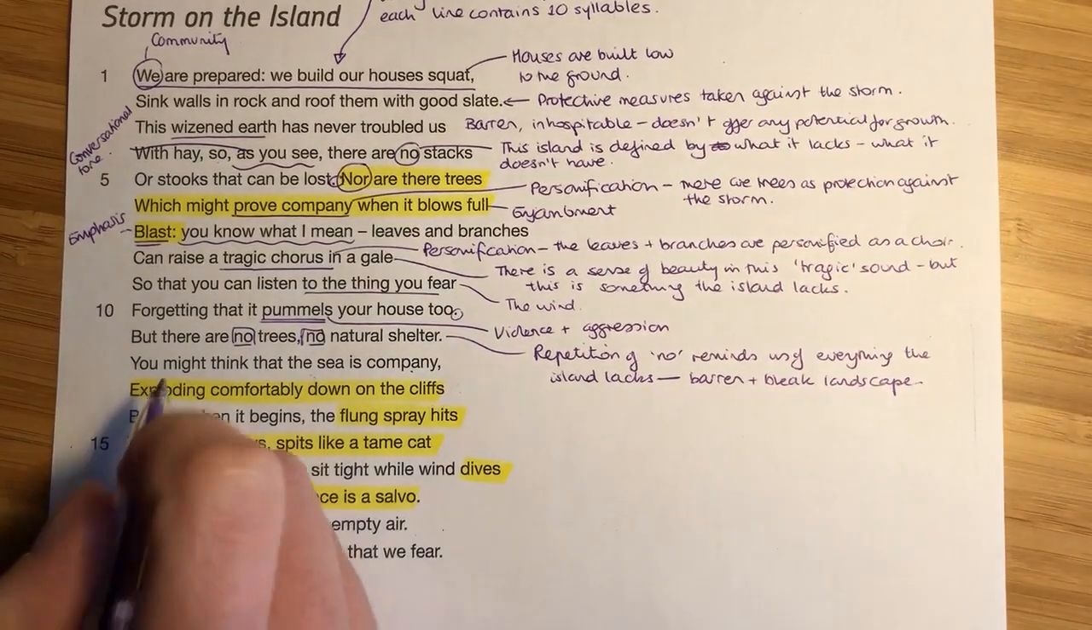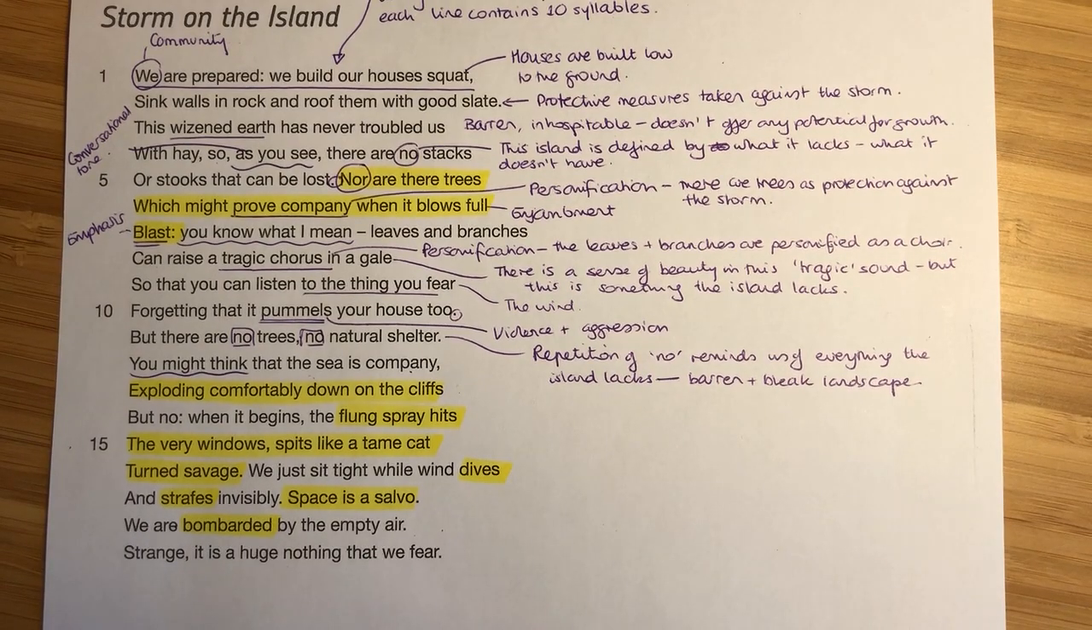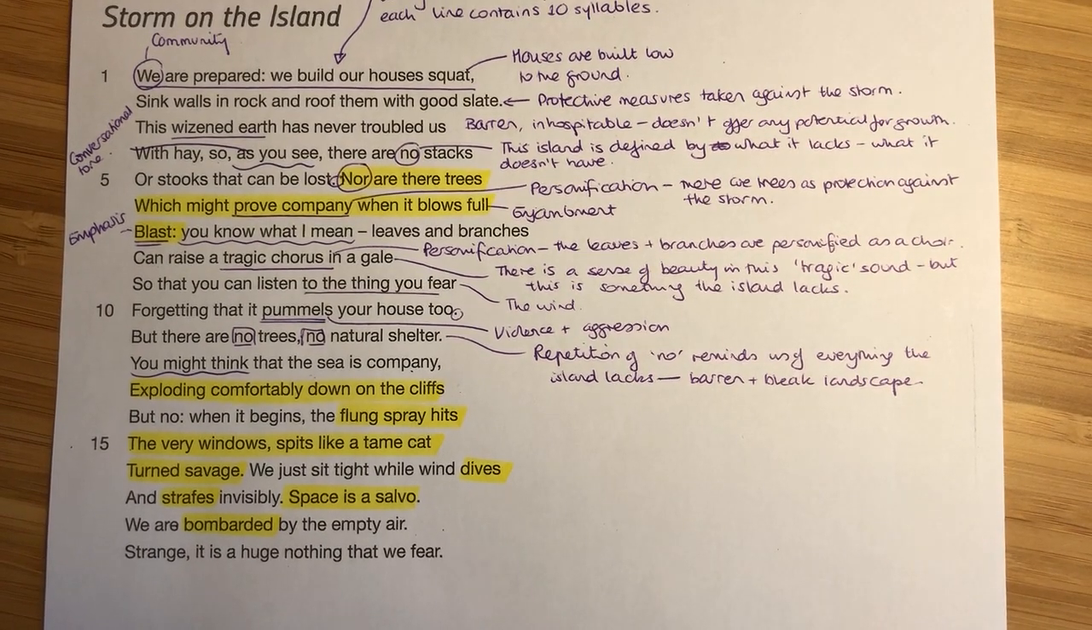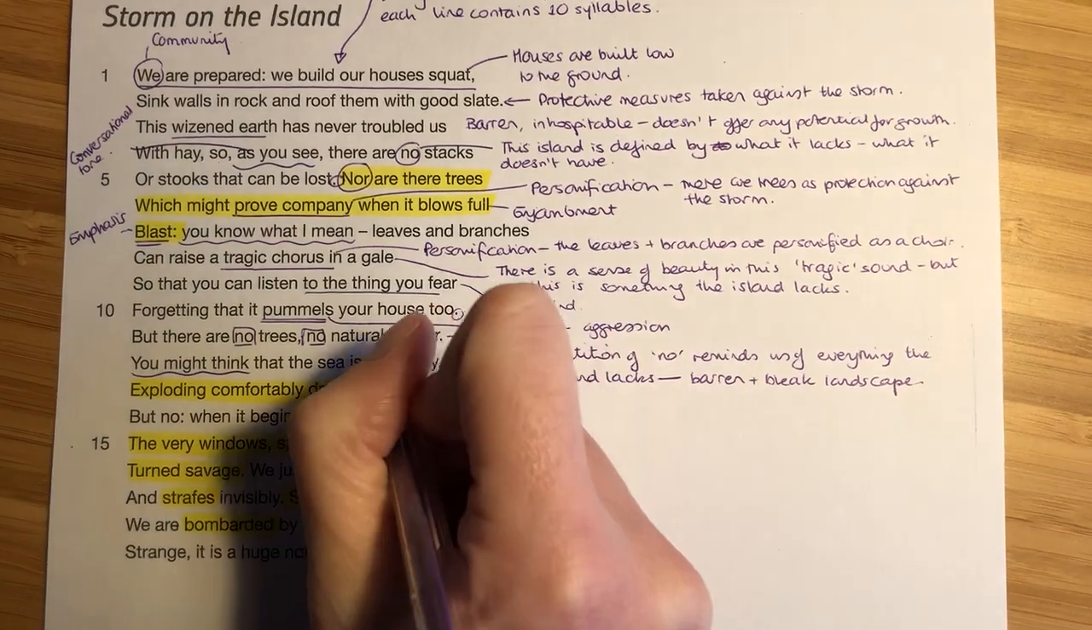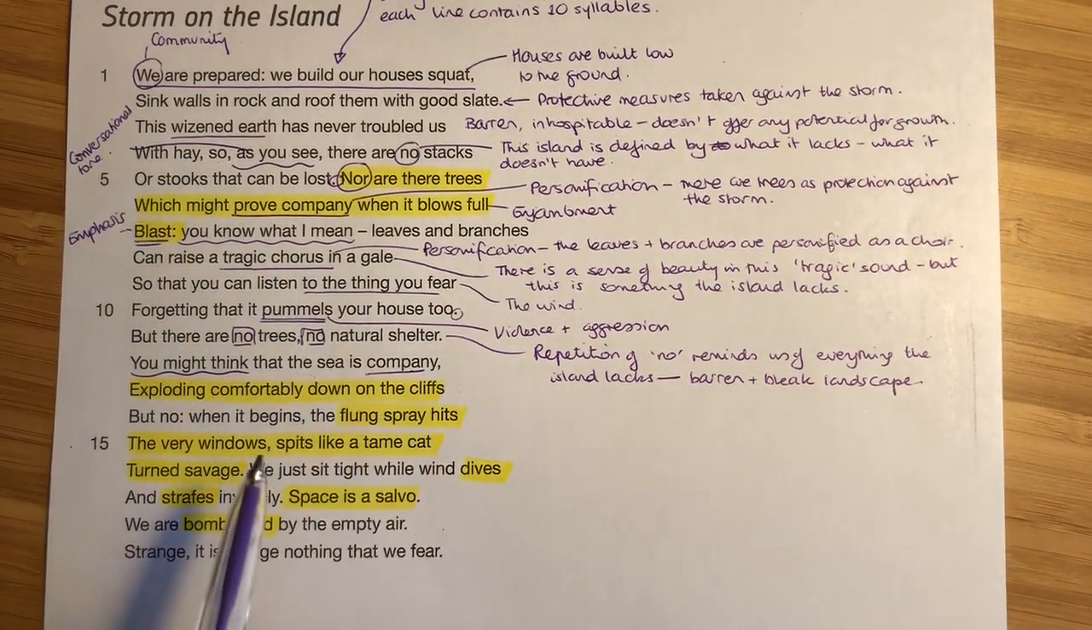Okay. You might think, and there again is that conversational phrase, almost as though Heaney's persona in this dramatic monologue is talking to someone that's never visited this place. You might think, you know what I mean, as you see. So it's as though he's introducing this island to us. You might think that the sea is company. And there again is that personification. No trees which might prove company. You might think that the sea is company.